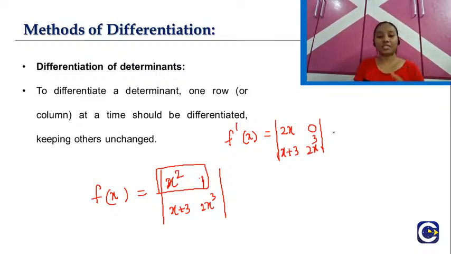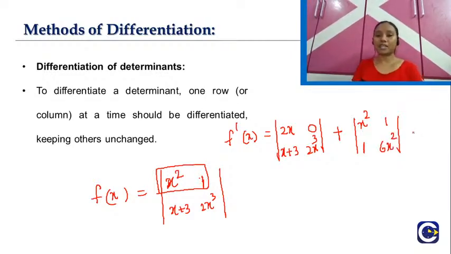Right. So the next step will be plus. In the second step, we will be taking the second row, and the first row elements will be as they are. So it will be x square and 1. We have to only differentiate the elements present in the second row, that means here x and here 6x square.